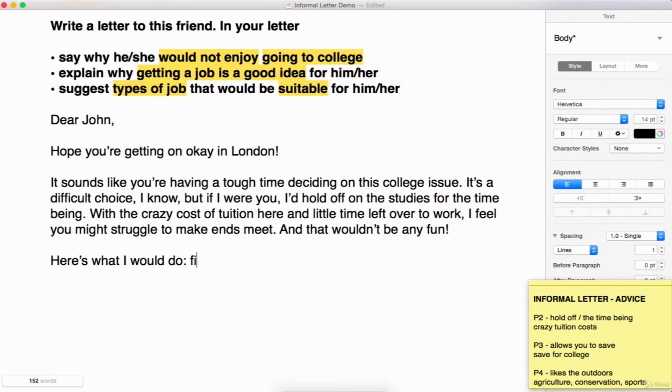And as a result of that, we get to bring in some listing language, first of all. Now that might sound a little bit formal to some of you who are used to writing this in task 2 for the essay, but as long as you bring it in at an appropriate time, it can fit perfectly fine in an informal letter as well. So here's what I would do. First of all, now notice what I'm doing here with the grammar as well.